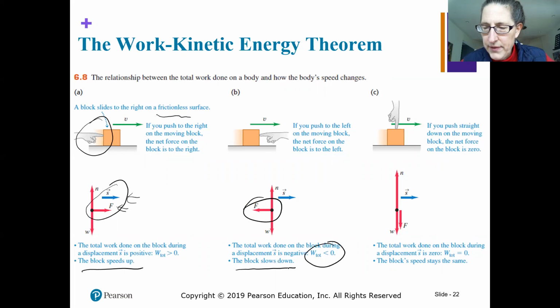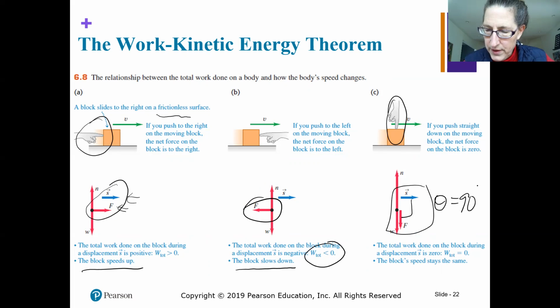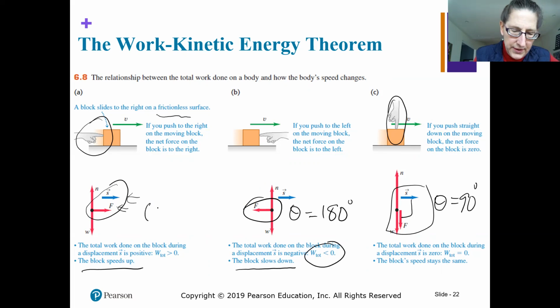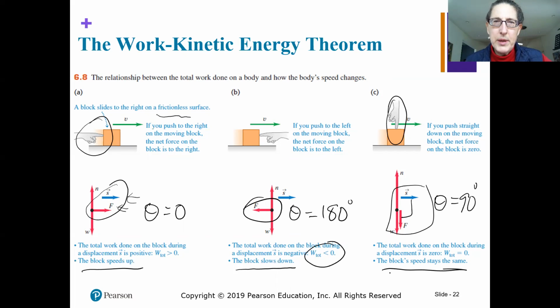Okay. Now, if this thing is sliding along this frictionless surface and you push down on it here, well, that's neither speeding it up nor slowing it down. That's an example of zero work done. That's because of this angle. Remember, this theta would be 90 here. Cos of 90 is 0. This theta would be 180. Cos of 180 is -1. And this theta would be 0. Cos of 0 is 1. So it all fits together with the equation. And this, no change in speed.